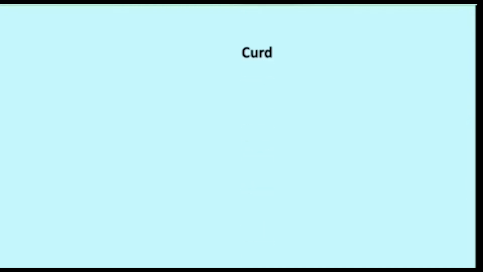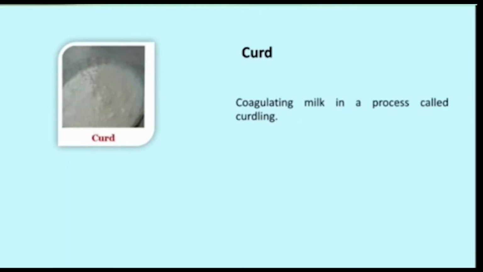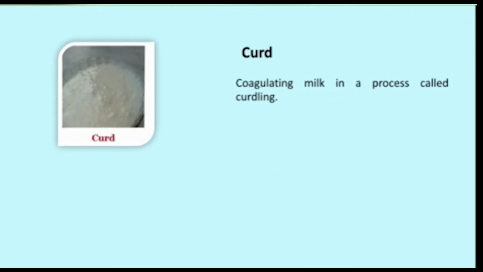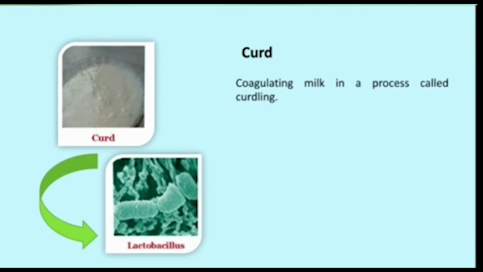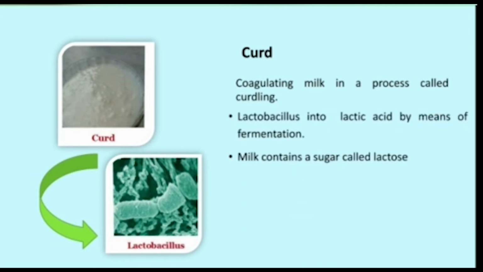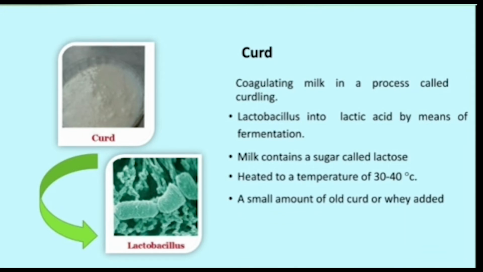Curd. Curd is a dairy product obtained by coagulating milk in a process called curdling. Lactobacillus converts sugars into lactic acid by means of fermentation. Milk contains a sugar called lactose. When pasteurized milk is heated to a temperature of about 30 to 40 degrees Celsius, or even at room temperature, a small amount of old curd or whey is added to it.